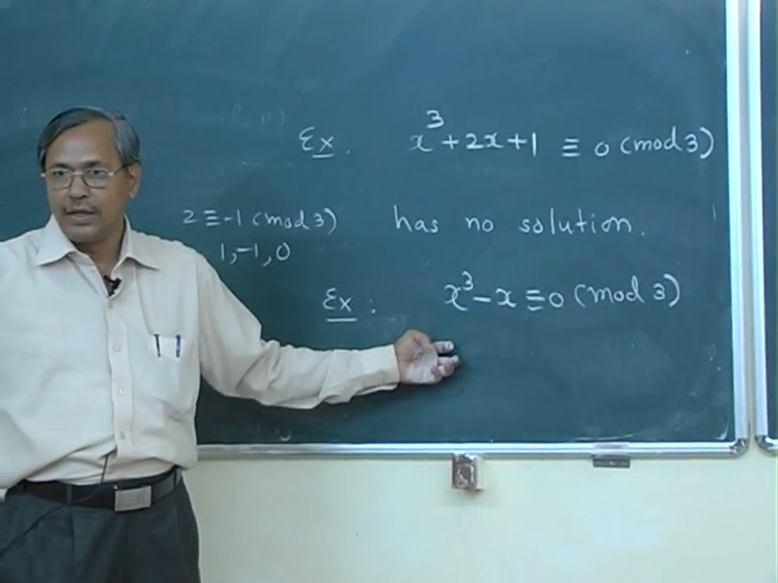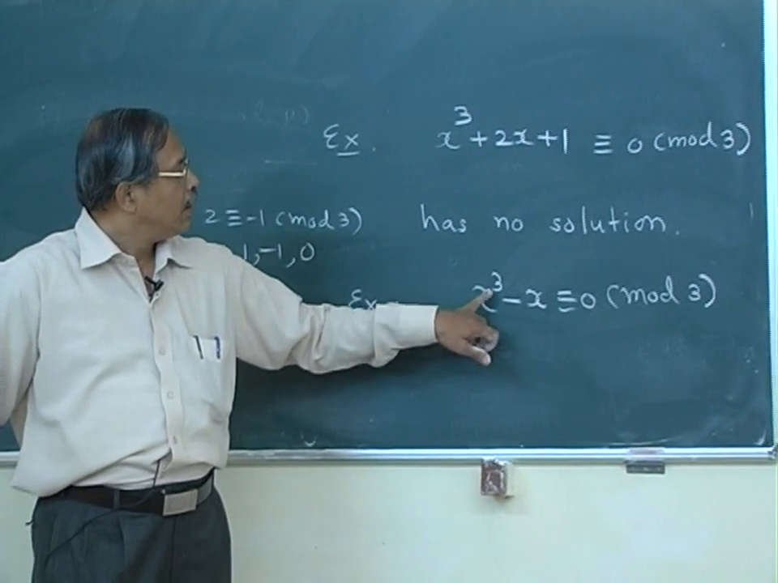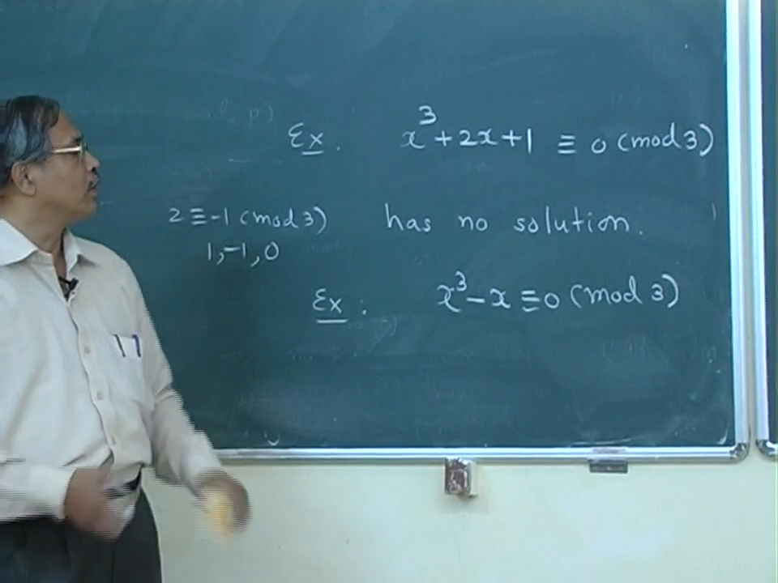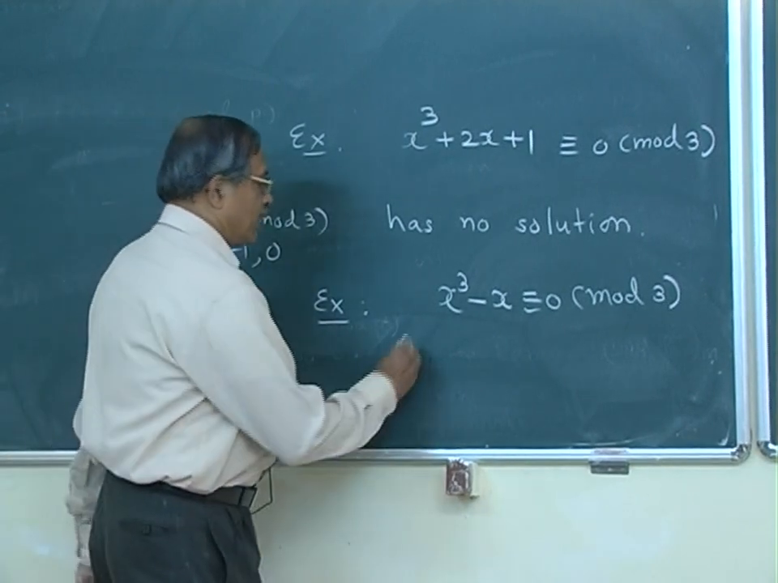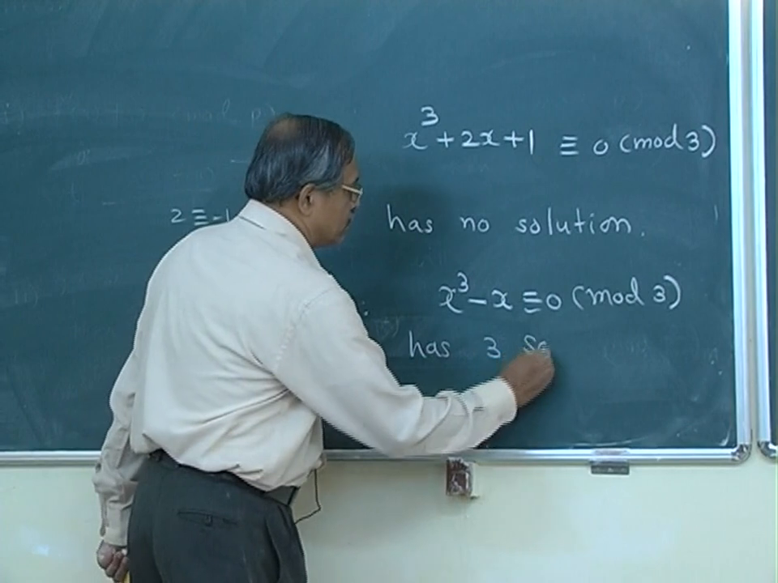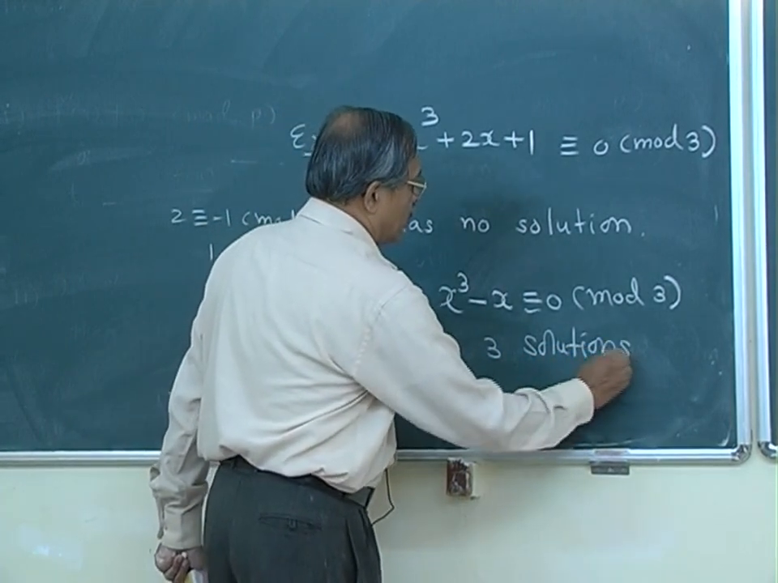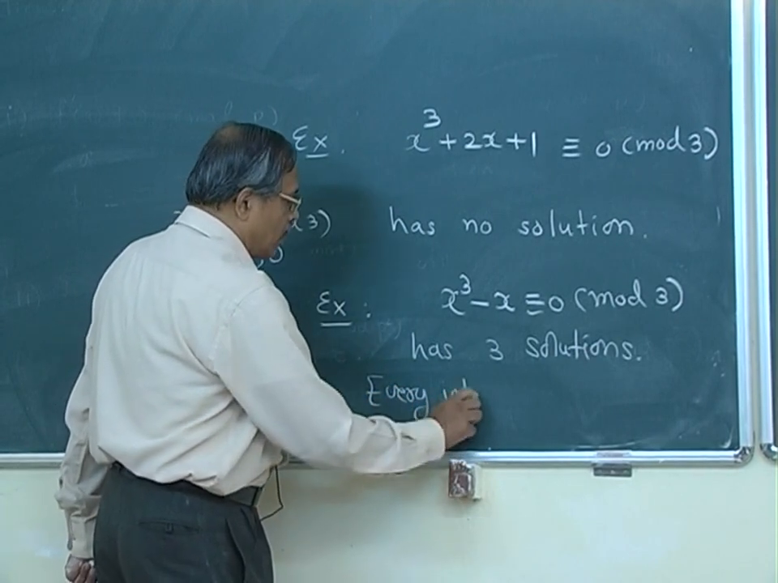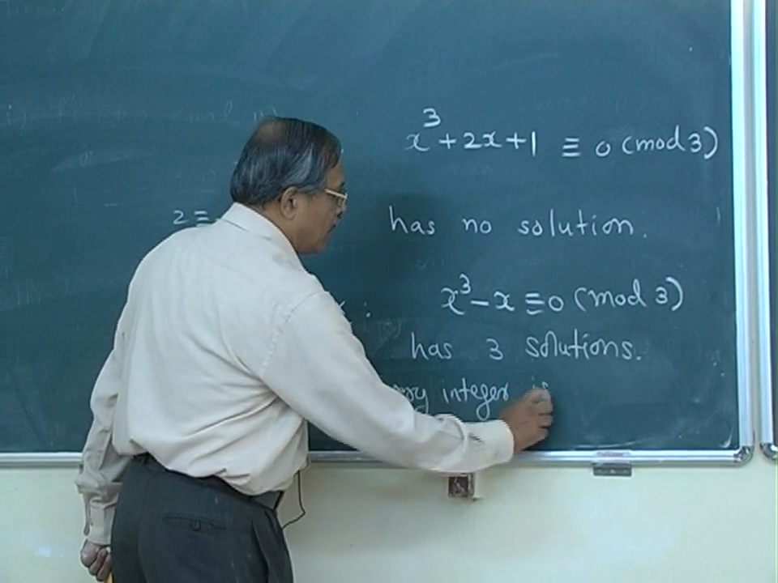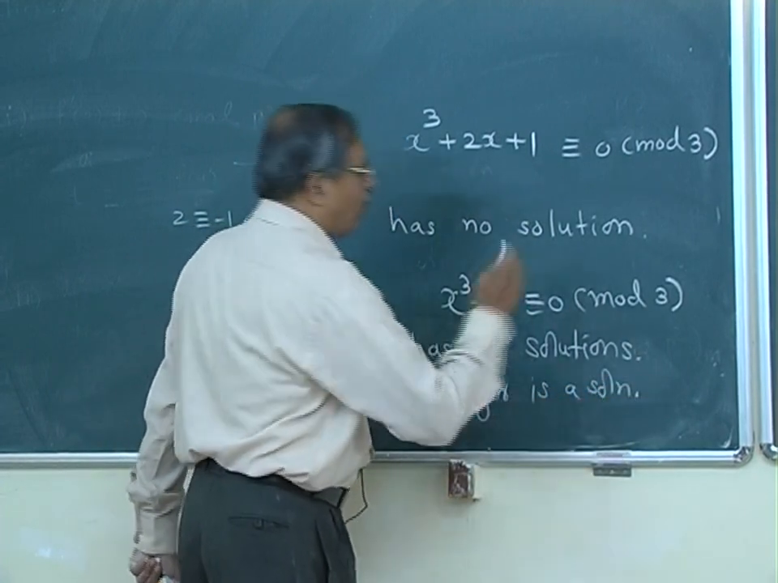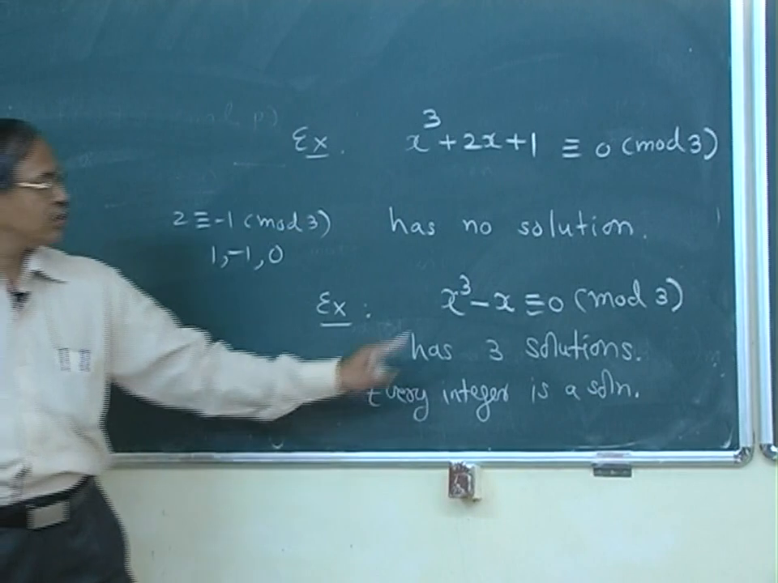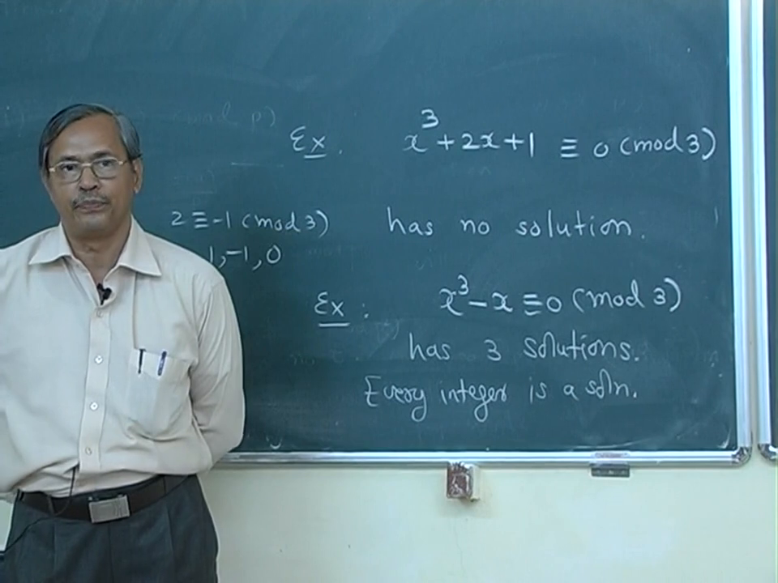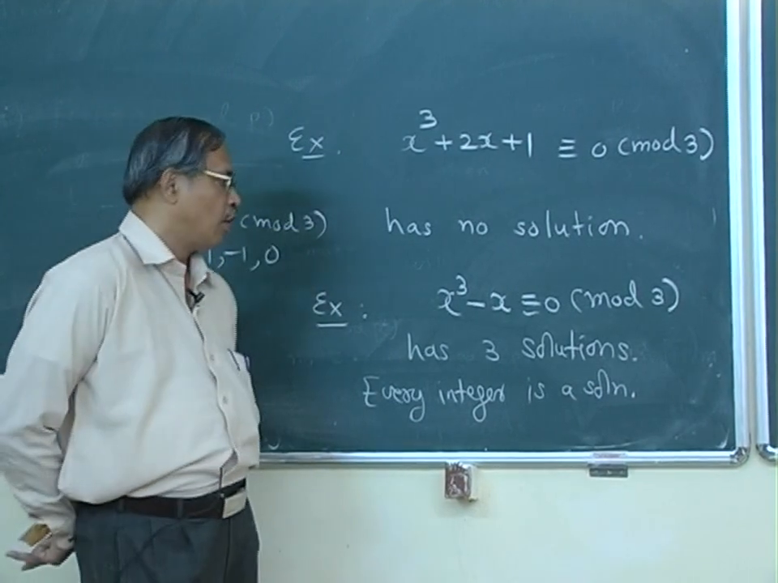So this is a congruence of degree 3, and all the numbers 0, 1, 2 are solutions. So it has 3 solutions, and so every integer is a solution of this congruence. 3 solutions means the number of solutions in any complete residue system. That's the meaning of number of solutions of a congruence.